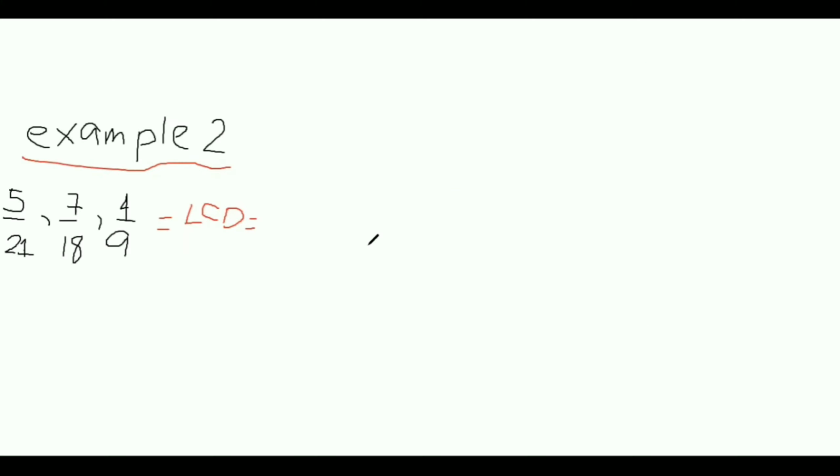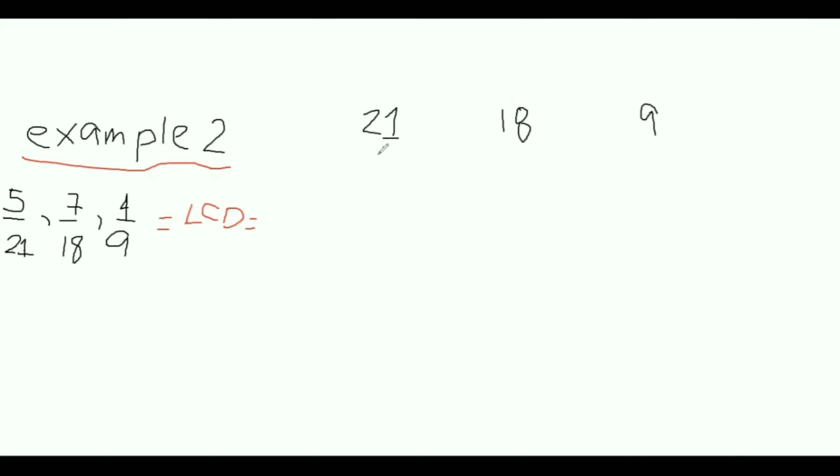Ang example number 2 natin in finding LCD using prime factorization ay 5/21, 7/18, and 4/9. Kagaya ng ginawa natin kanina, isusulat lang natin ang mga denominator: 21, 18, and 9.